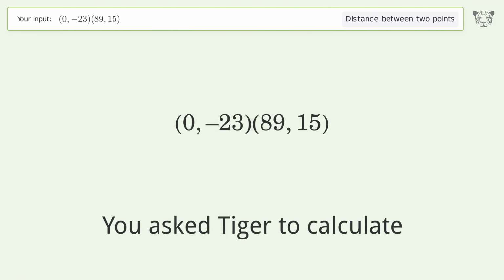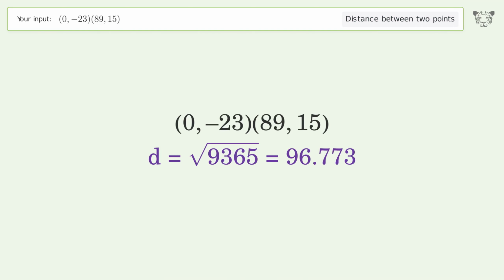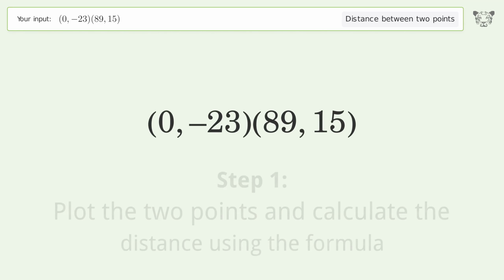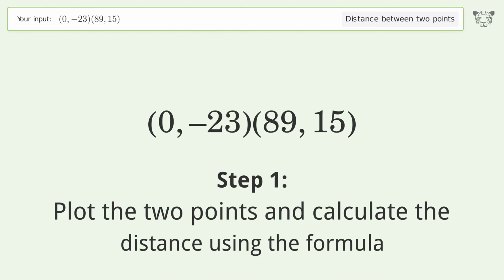You ask Tiger to calculate. This deals with the distance between 2 points. The distance between the 2 points is the square root of 9,365, or 96.773. Let's solve it step by step. Plot the 2 points and calculate the distance using the formula.